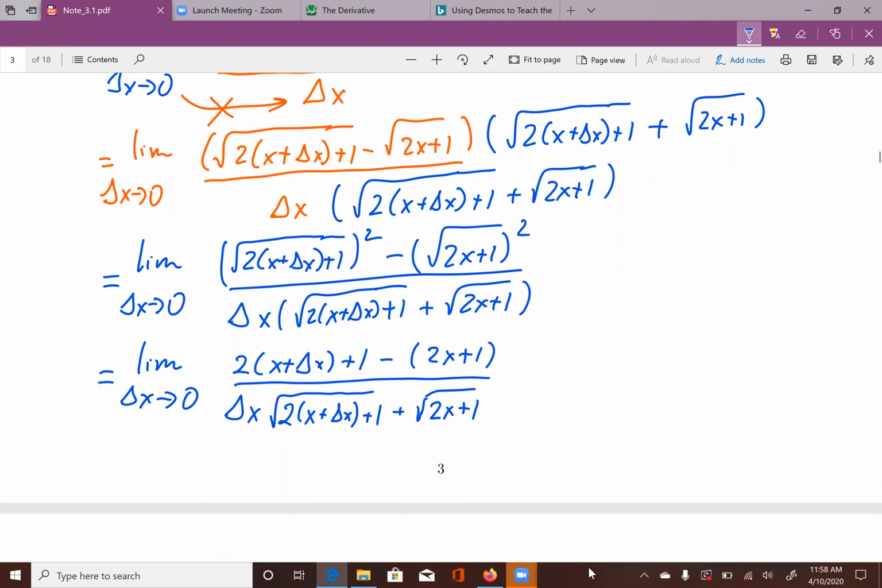So now at this point, we can simplify the numerator a little bit, right? You have 2x minus 2x, you have 2, you have 1 minus 1, and the only leftover is 2 delta x. So let me write it down. Make sure that you see it clearly. You have 2x plus 2 delta x plus 1 minus 2x minus 1 over the same denominator.